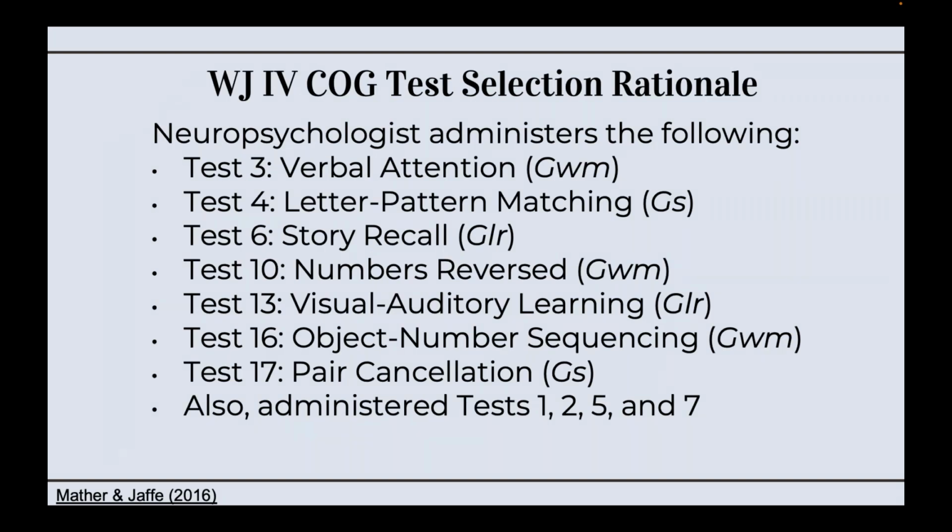So based on the referral concerns, Jacob is administered a series of tests that fit in with short-term working memory, long-term retrieval, and processing speed. And we can see here that the neuropsychologist opts to administer verbal attention, numbers reversed, and object number sequencing, which are measures of short-term working memory.